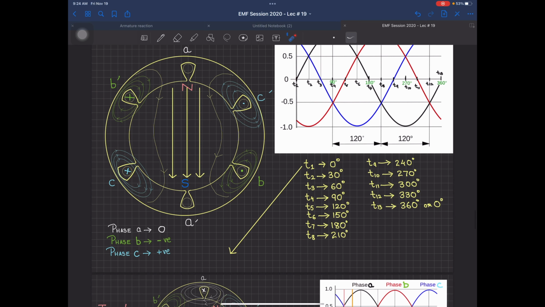And similarly, phase A is empty. What is phase A? This is the conductor here. I have only shown one conductor. Practically, it will be more than one conductor, just like the DC machine. So this will be A, this will be A dash, and here they are empty. There is no current because at time T1. Then for phase B, it is negative. So B is not going to have a cross, it's going to be a dot. And then this B dash is going to have a cross over there.